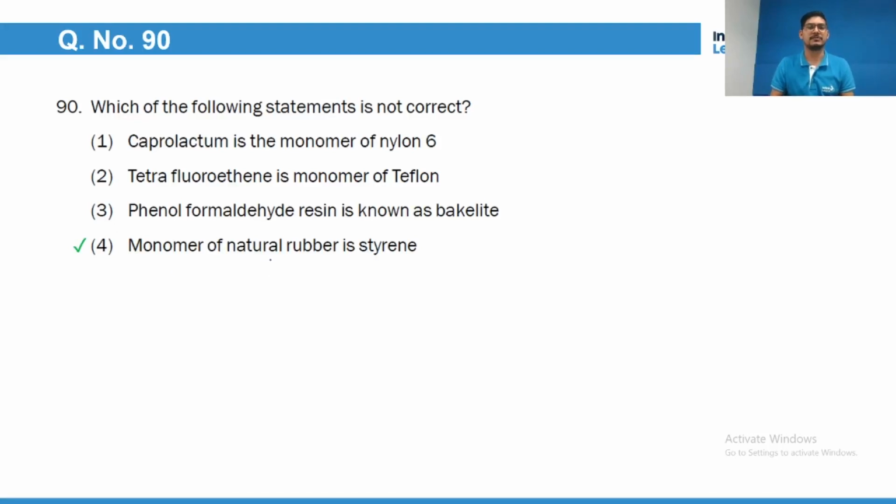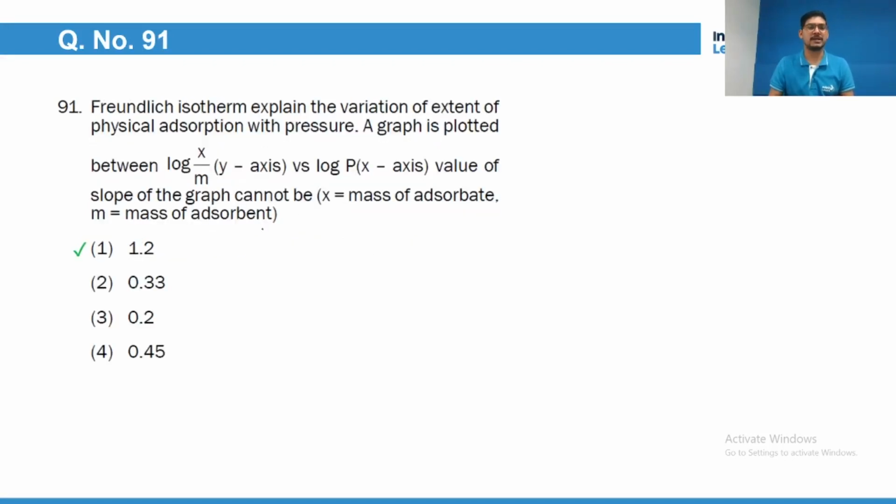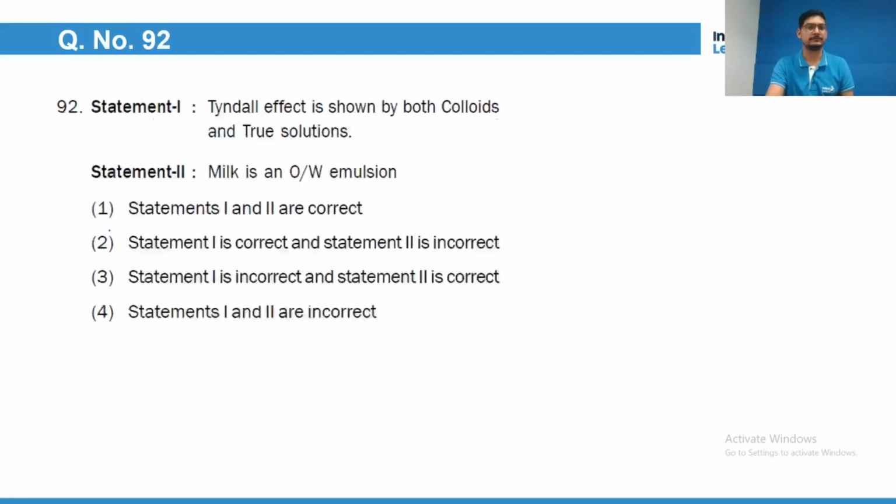Which of the following statements is not correct? The monomer of natural rubber is isoprene, right? Cis isoprene is the natural rubber, cis polyisoprene. So monomer is isoprene, not styrene. Freundlich adsorption isotherm, of course, this value is between 0 and 1. It cannot be greater than 1. So this is the correct answer. Statement 1 is incorrect because Tyndall effect is not shown by true solutions. And milk is, yes, an oil in water emulsion, fat particles suspended in water. So this answer is correct.